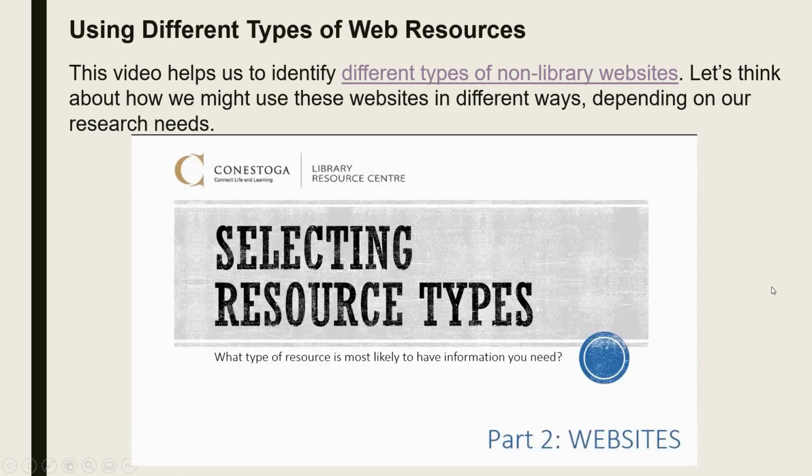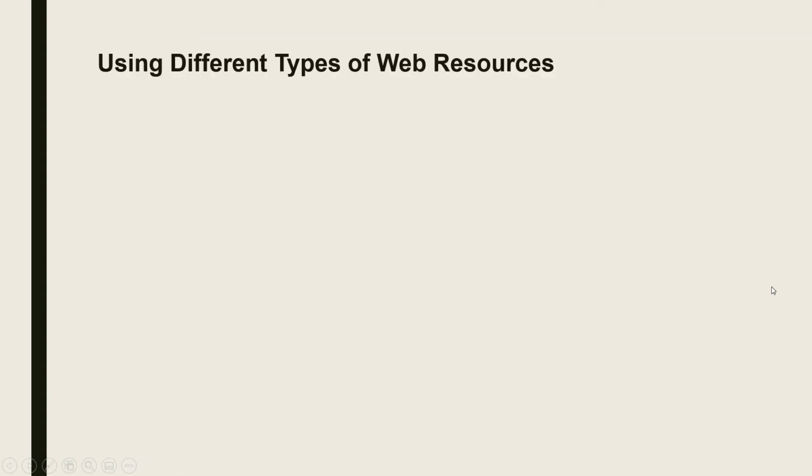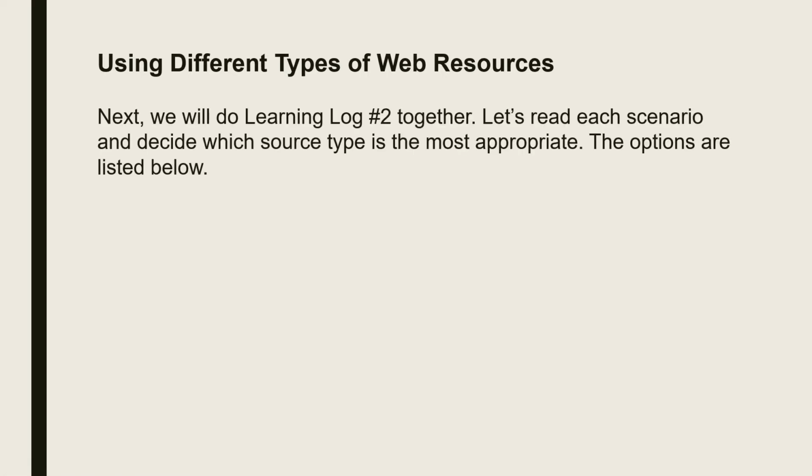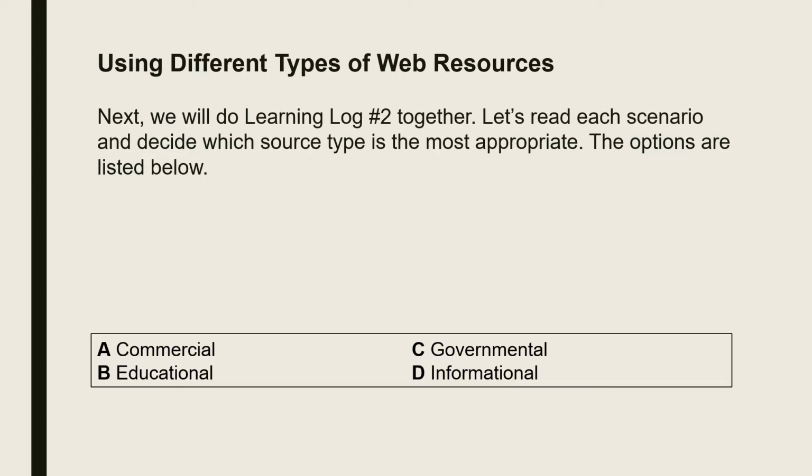All right. Selecting resource type. Now, how do we use the different types of web resources? So we are going to do learning log number 2 together. Of course, again, you can follow along if you have a printout, or you can just listen and we will do it together on the screen. So let's read each scenario and decide which source type is the most appropriate. What would you use in these scenarios? The options are listed below. So is it A, commercial, B, educational, C, governmental, or D, informational?